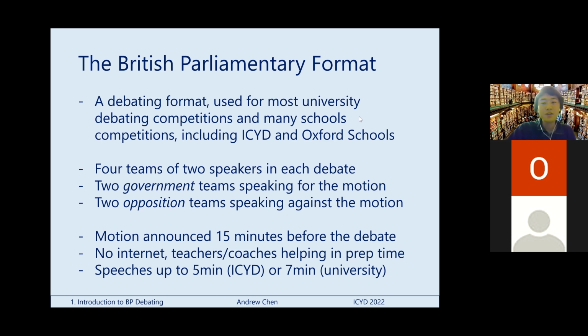Now, the really unusual thing about British parliamentary debating that's unique to this format is that instead of having just 2 teams, you actually have 4 teams in a BP debate. Each team consists of 2 speakers, and because there are 4 teams, there will be 2 teams that we call government teams, speaking for the motion, and the other 2 teams we'll call the opposition teams, and they will speak against the motion. The motion within a BP debate is announced just 15 minutes before the debate itself.